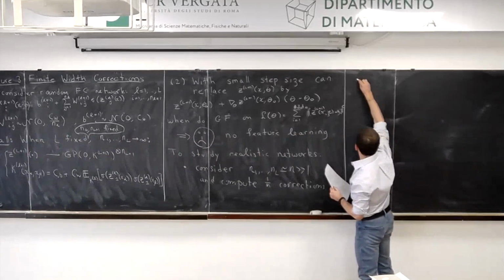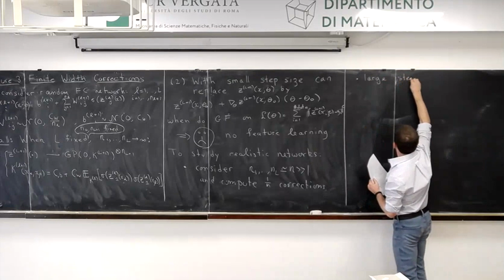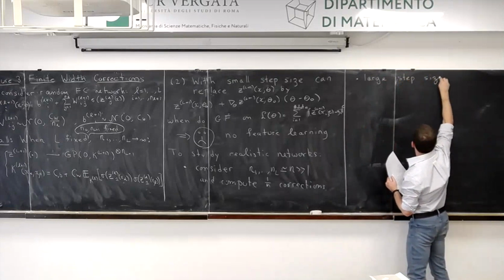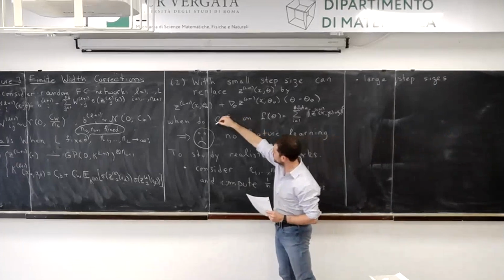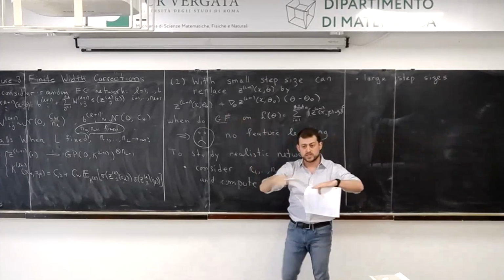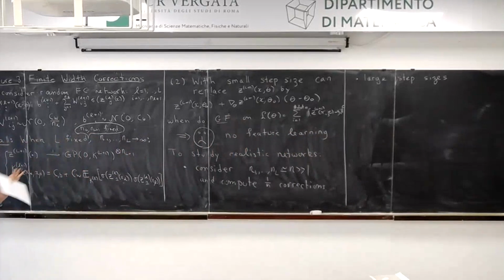But there's a bunch of other things. You could take large step sizes. I've said this a couple times, but it's important. What I showed you last time is really gradient flow, just infinitesimal step sizes for gradient descent. But everything I said works for sufficiently small step sizes in gradient descent.